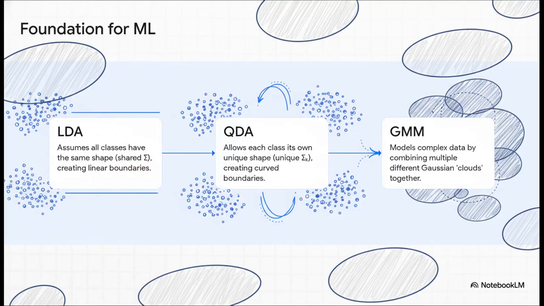And this powerful blueprint is literally everywhere in machine learning. It's the engine behind simple classifiers that separate data with straight lines. It's behind more flexible classifiers that use curves. And it's even the basic building block for super complex models that can approximate almost any data shape by just combining lots of these simple little elliptical clouds together, like Legos.